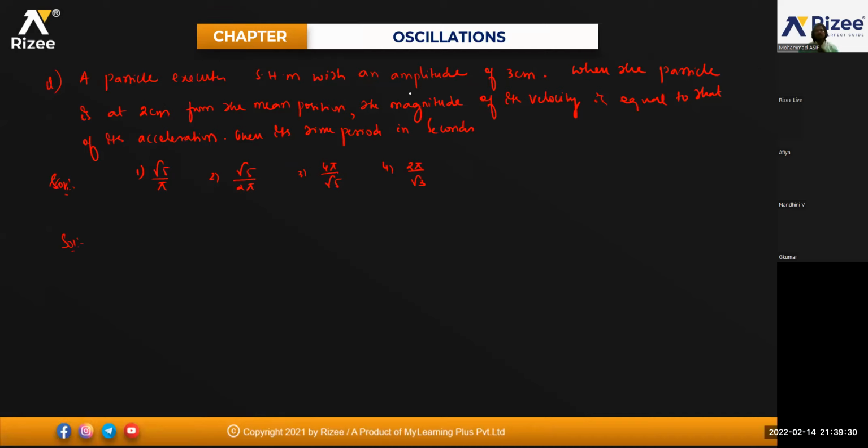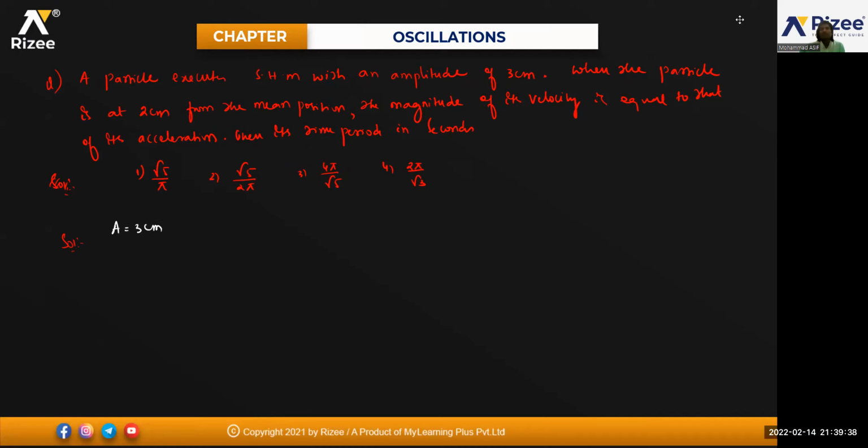Particle is executing SHM with an amplitude. That means amplitude is given as 3 centimeters. Okay. When the particle is at 2 centimeters, that means x is equal to 2 centimeters from mean position. The magnitude of its velocity is equal to the magnitude of its acceleration. Then time period will be equal to how much?